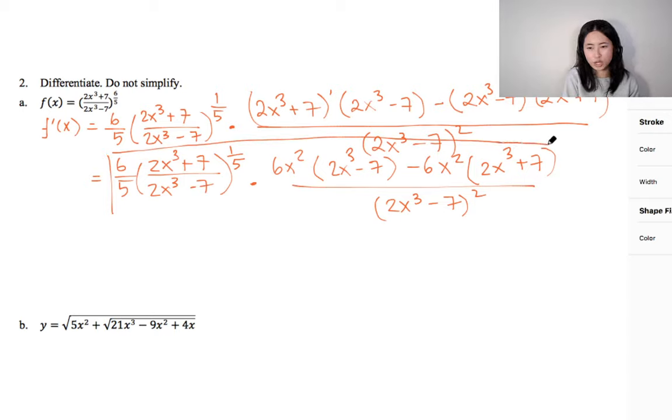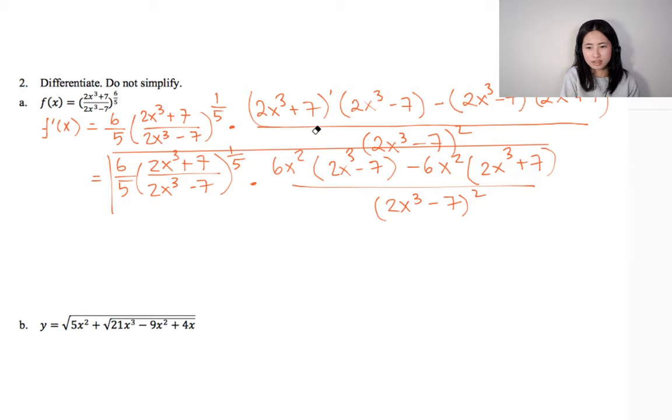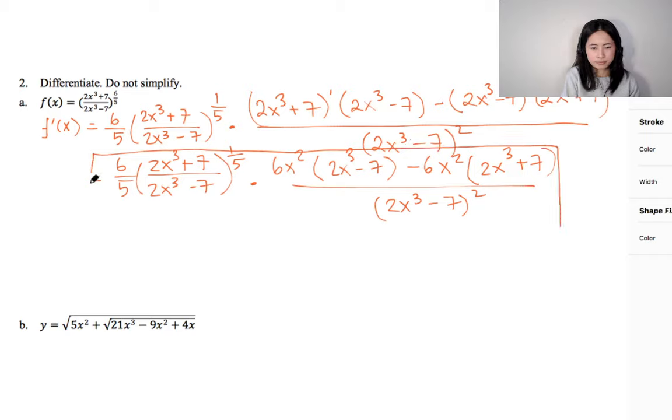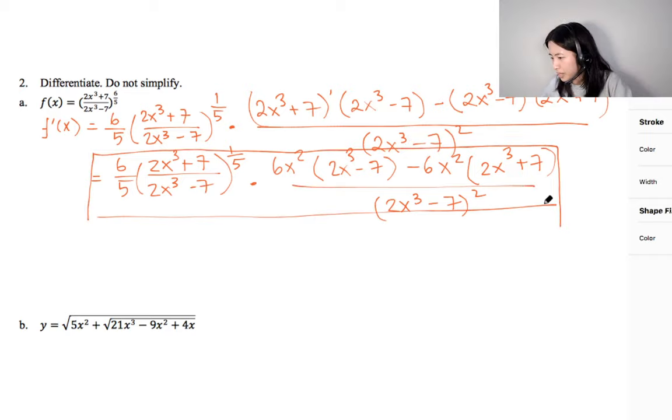Okay, the 2x cubed minus 7 squared is not part of the answer. Maybe I can move that down. Okay, there we go.